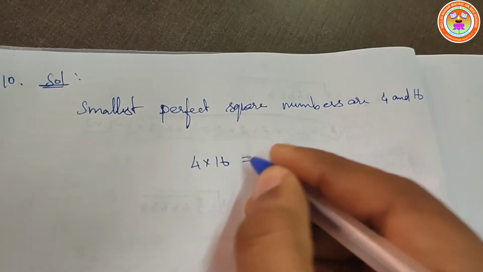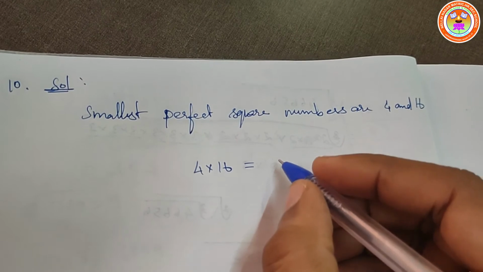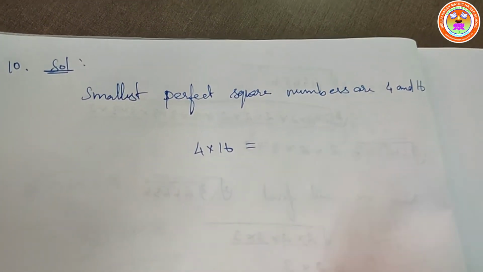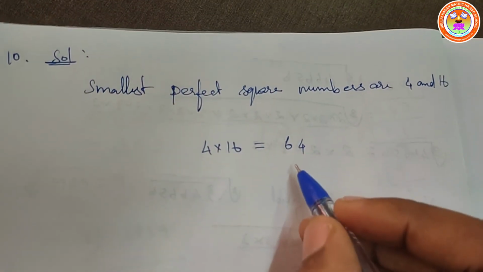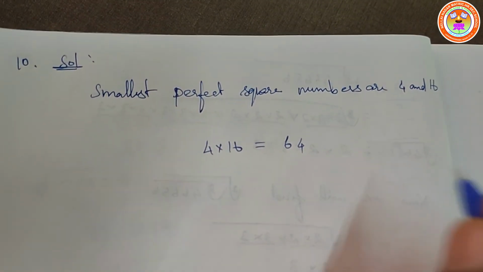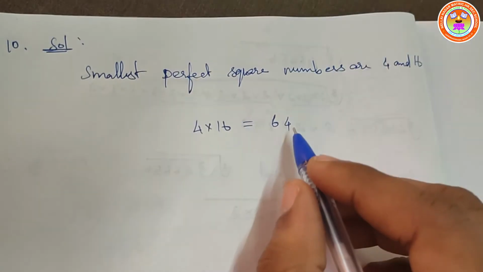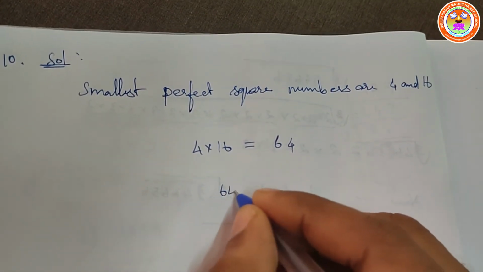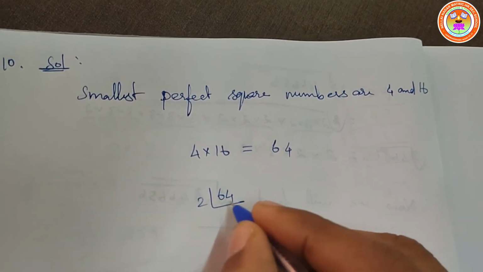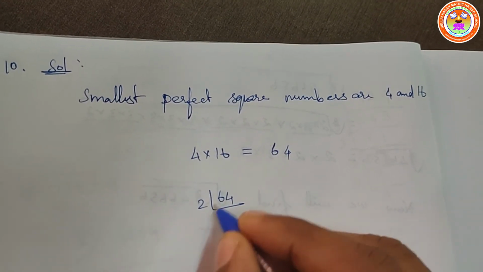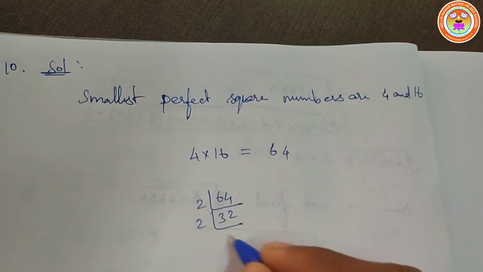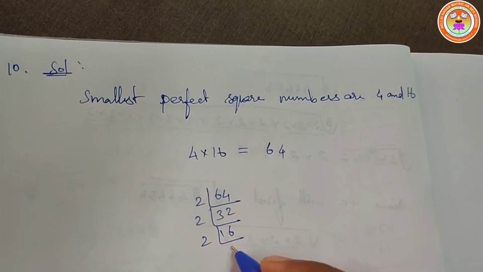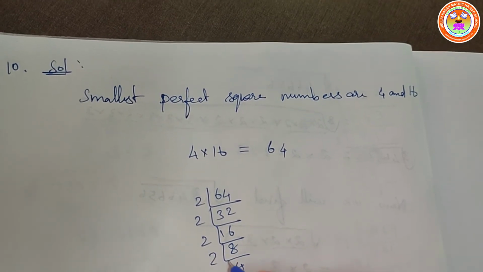If you multiply, you will get 64, and it should be a perfect cube. We will check whether it is a perfect cube or not. 64, 2 tables: 2 times 3 is 6, 2 times 2 is 4; again 2 tables, 2 times 1 is 2; remember 1, 6, again 2 tables, 8 times, 2 tables, 4 times, 2 times, 2 times.